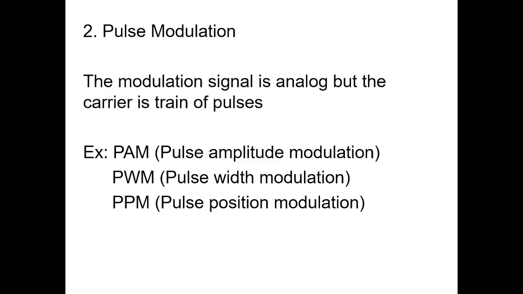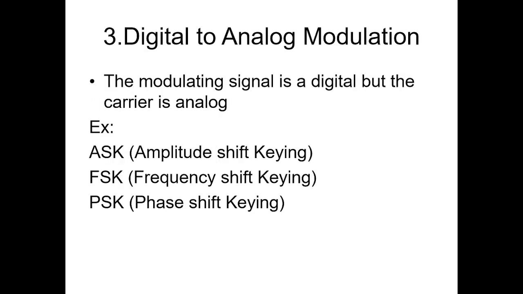So these are the main categories of pulse modulation. Next is digital to analog modulation. The modulating signal is digital, but the carrier is analog. The information signal is a digital one, that is zeros and ones or pulses, and the carrier is analog. Examples are ASK, amplitude shift keying; FSK, frequency shift keying; and PSK, phase shift keying. These are all digital to analog modulation. The information signal is digital, and the carrier which carries this information is analog.